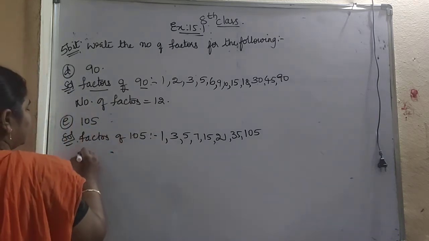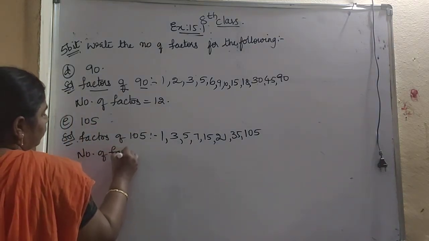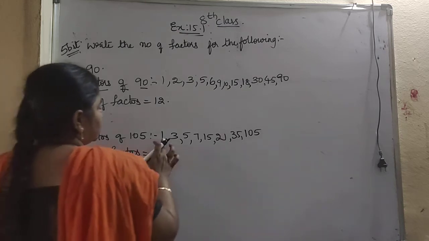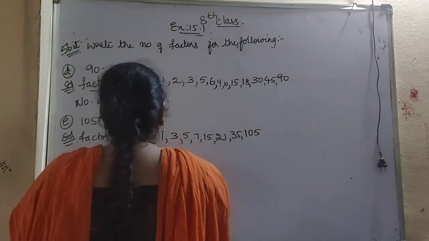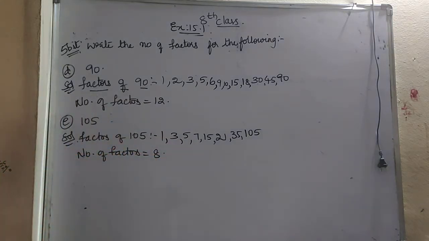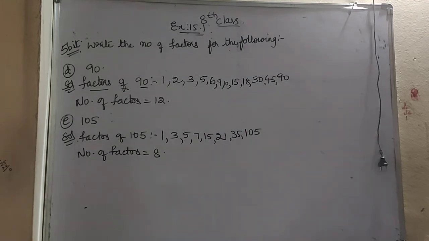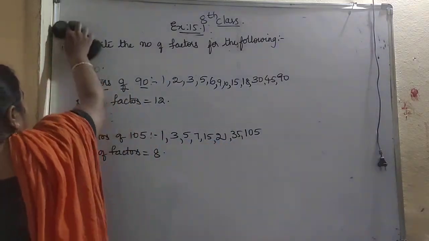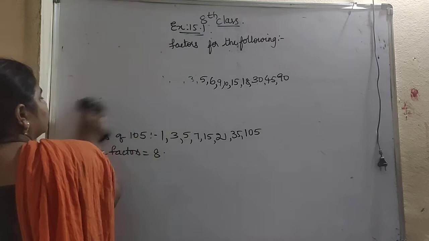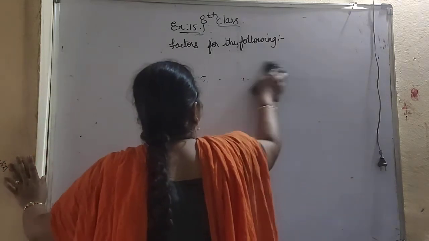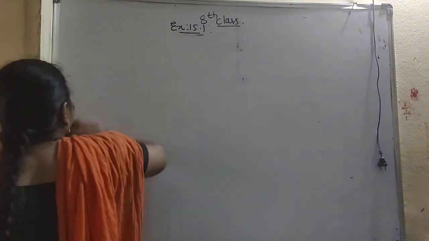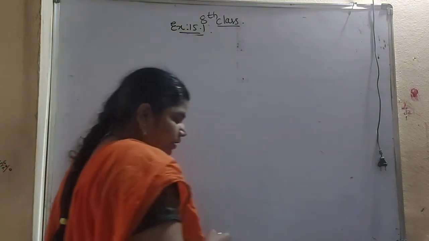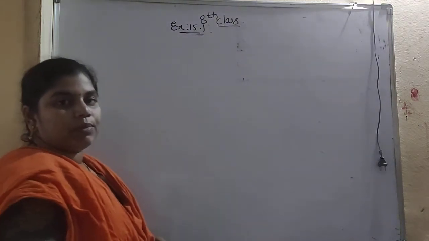So how many factors are there? Number of factors is 1, 2, 3, 4, 5, 6, 7, 8. So total 8 factors are there for this 105. So this is our 5th bit. Next is 6th bit. So what is 6th bit? Write any 5 numbers which are divisible by 2, 5 and 10.